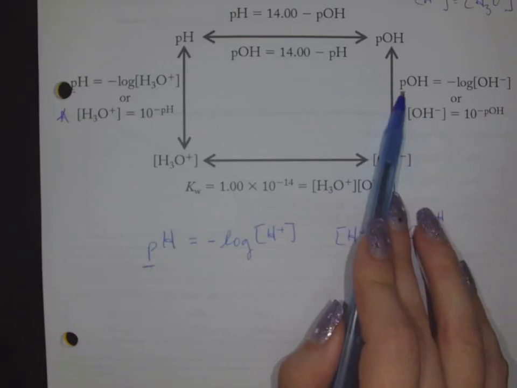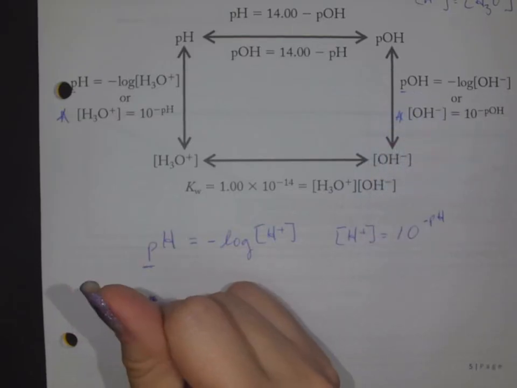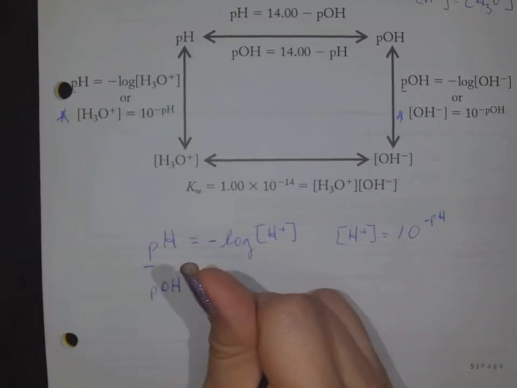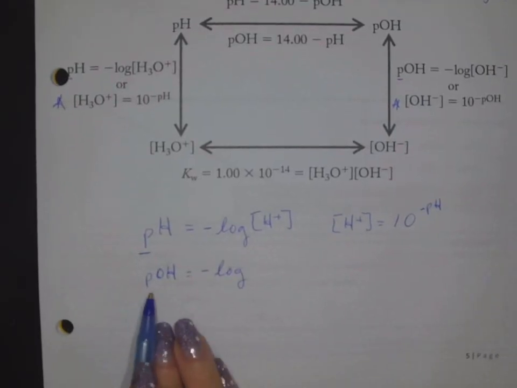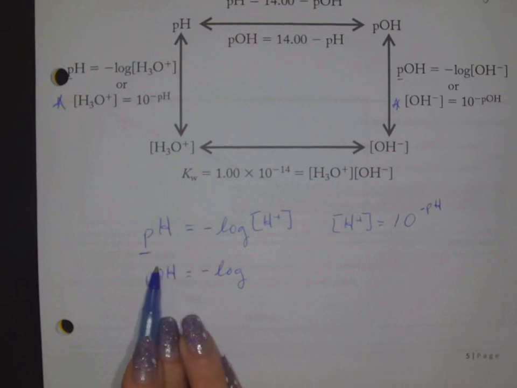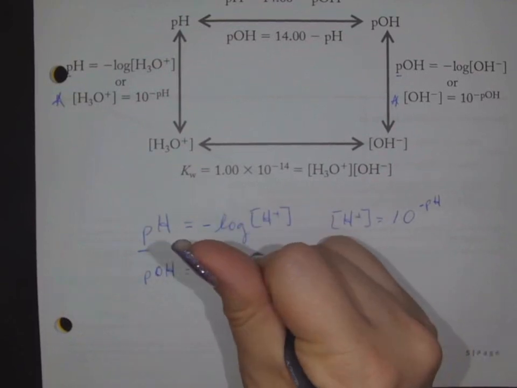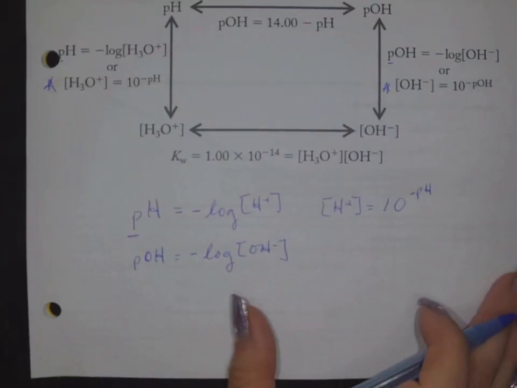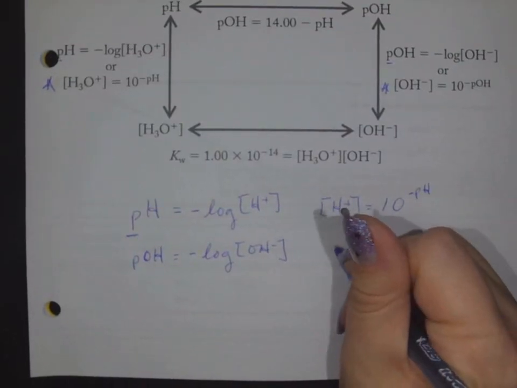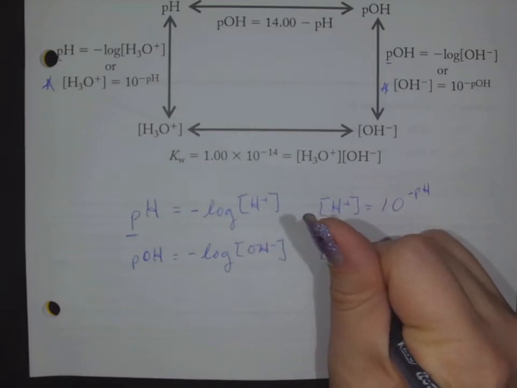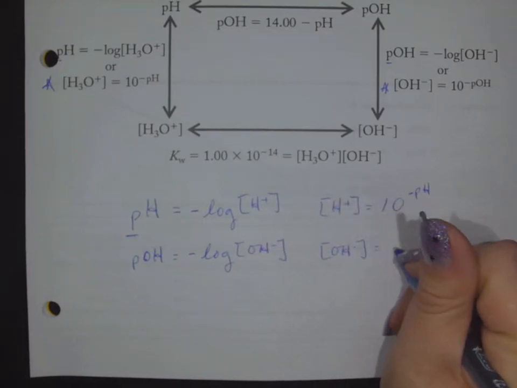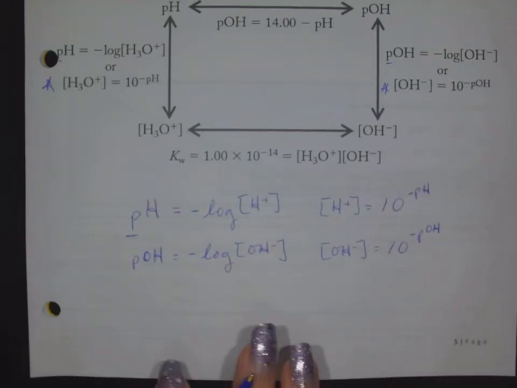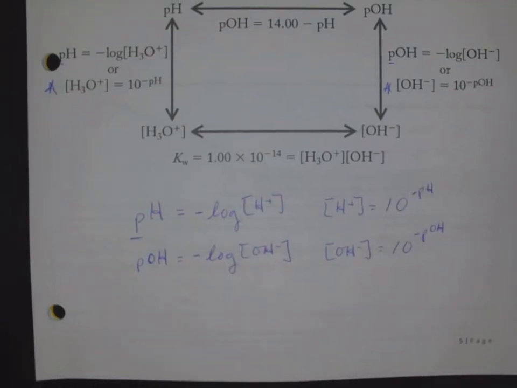So if it's a pOH, it's the same idea, but because remember that's what the P is, instead of the negative log of H, it's the negative log of OH, of our hydroxide. And then we get the similar rearrangement here, that the concentration of hydroxide is equal to 10 raised to the negative pOH. All right, so you're going to be using those equations quite a bit.